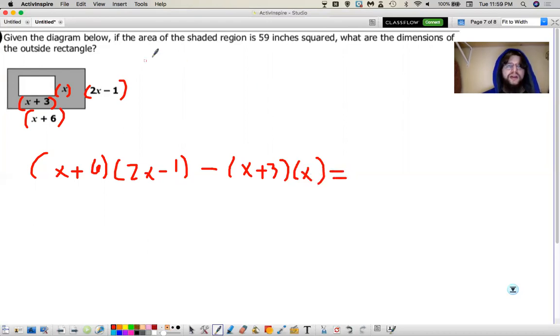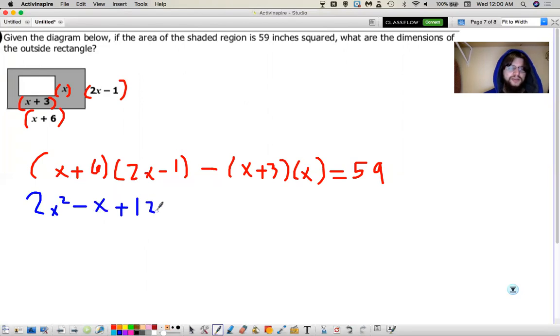And the area of the shaded region is 59. Let's start there, do some distributive property, and then go back and figure out what we're trying to find. So that's going to be 2x squared minus x plus 12x minus 6. We've got a negative and an x times this thing, minus x squared minus 3x equals 59.